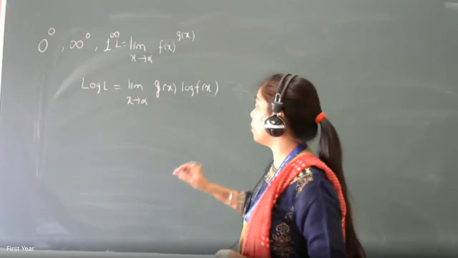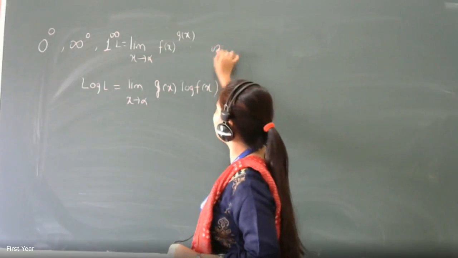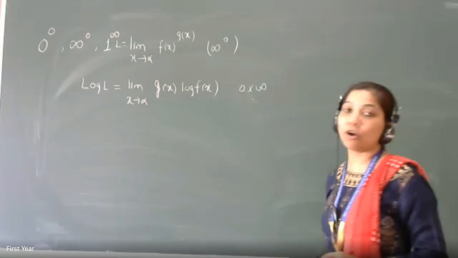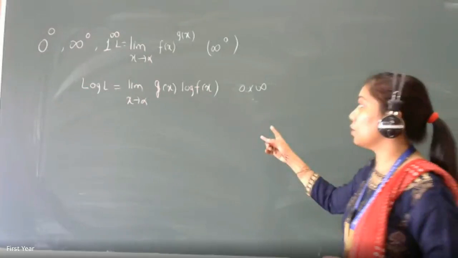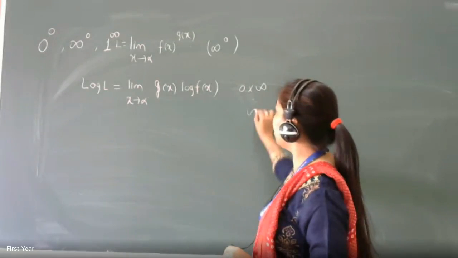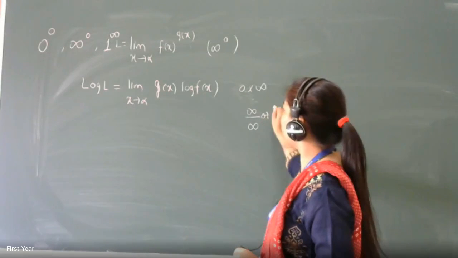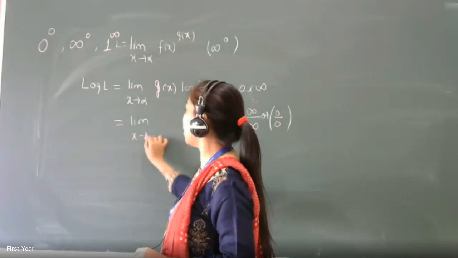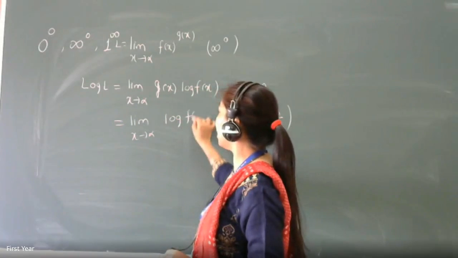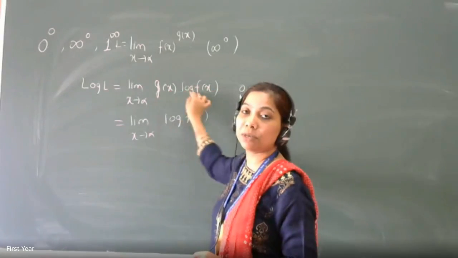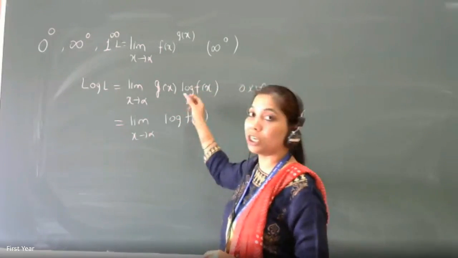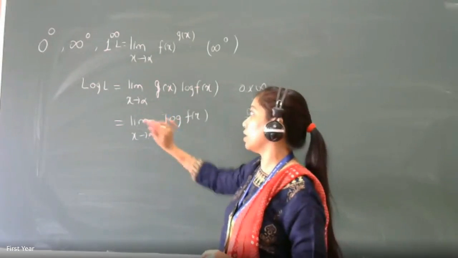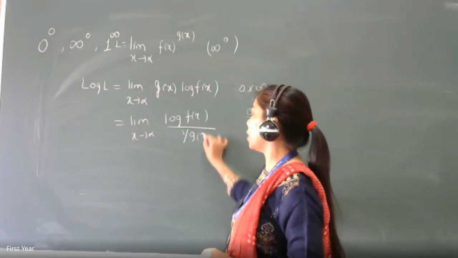The very next step: suppose this is infinity raised to 0 form. Then when I bring it down, it will be 0 into infinity, because log of infinity is infinity. Then I have to convert it to either infinity by infinity or 0 by 0. So I will write it as limit as x goes to alpha, log of f of x upon 1 upon g of x. Don't take a term down unless and until both are logs. If both the terms are log, whichever derivative inside the function is easy, you take that down. But right now, log of f of x is there and g of x is without log, so you write it as 1 upon g of x.